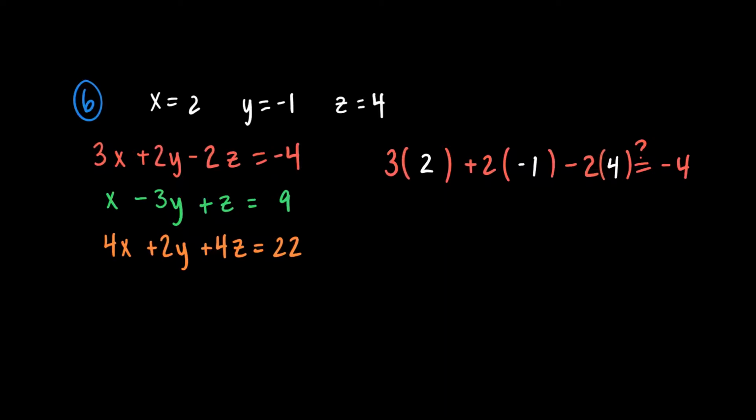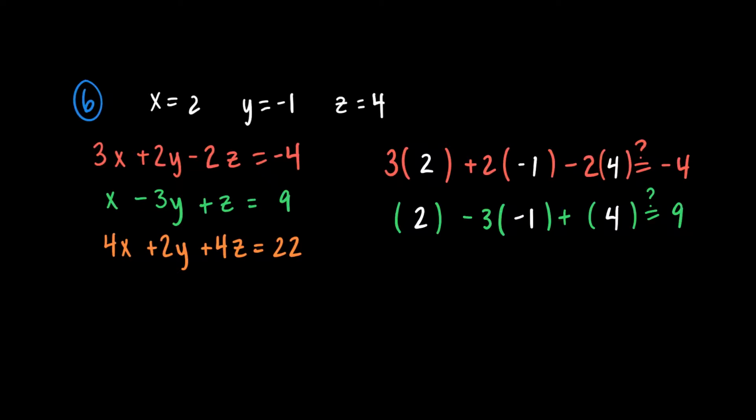So we're going to do x minus 3y plus z, which is supposed to equal 9. Let's check and see if it does. So x is 2, y is negative 1, z is 4. So let's check. 2 plus 3 plus 4, does that equal 9? It does. So we're good to go there.